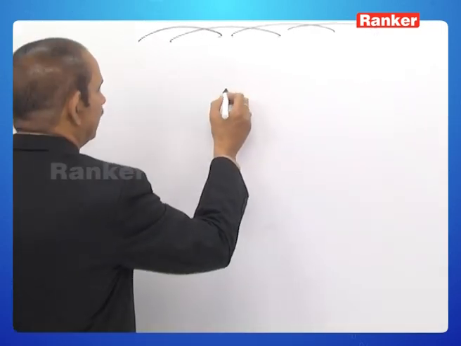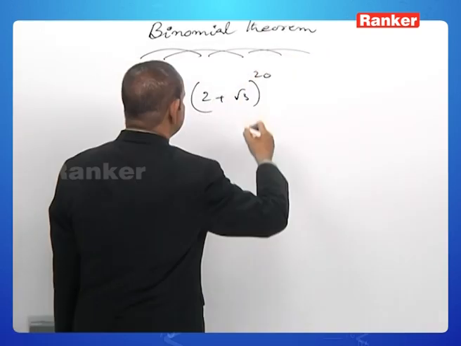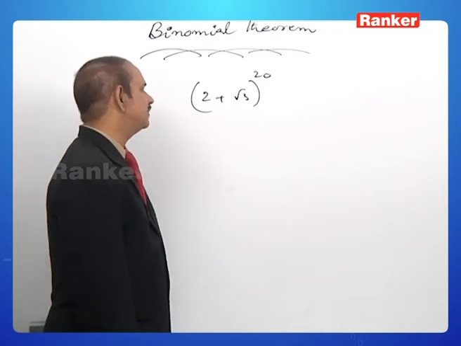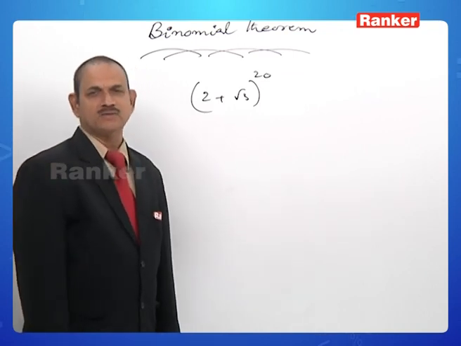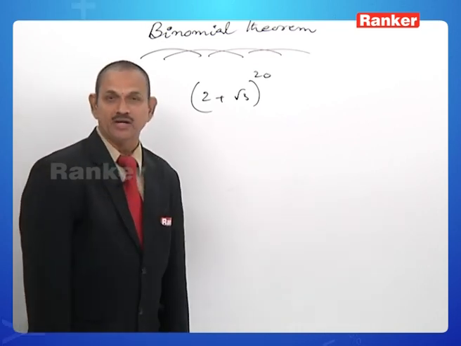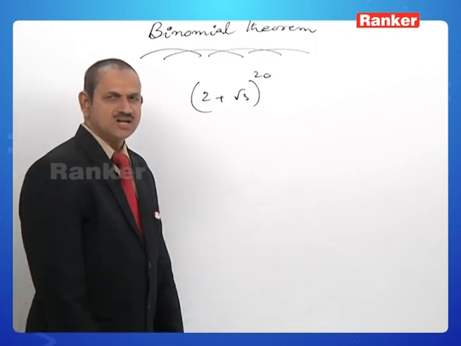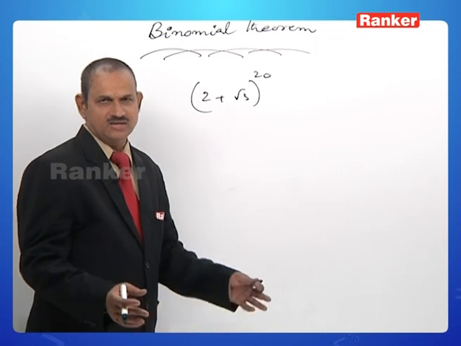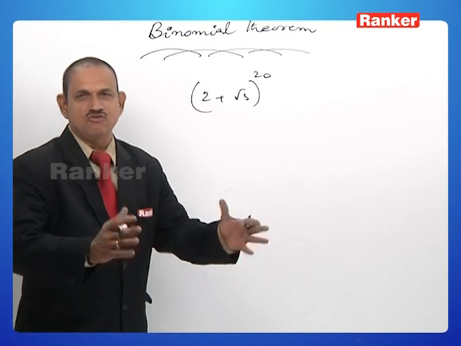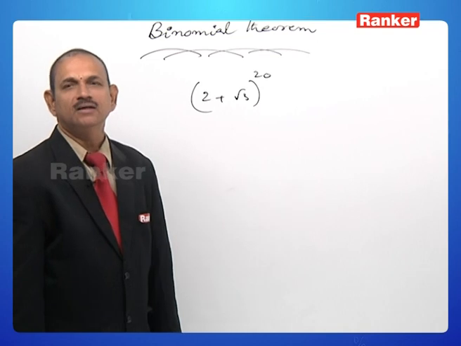Look here, (2 + root 3) to the power of 20. What is the numerically greatest term? How many terms will be there? 21 terms. The very first term is 2 power 20 and the next term is 20C1 into 2 power 19 into root 3, that is 2 power 19 into 1.732. Like that, the terms will be increasing and decreasing. Out of all those 21 terms, what is the largest numerically that we have to get?